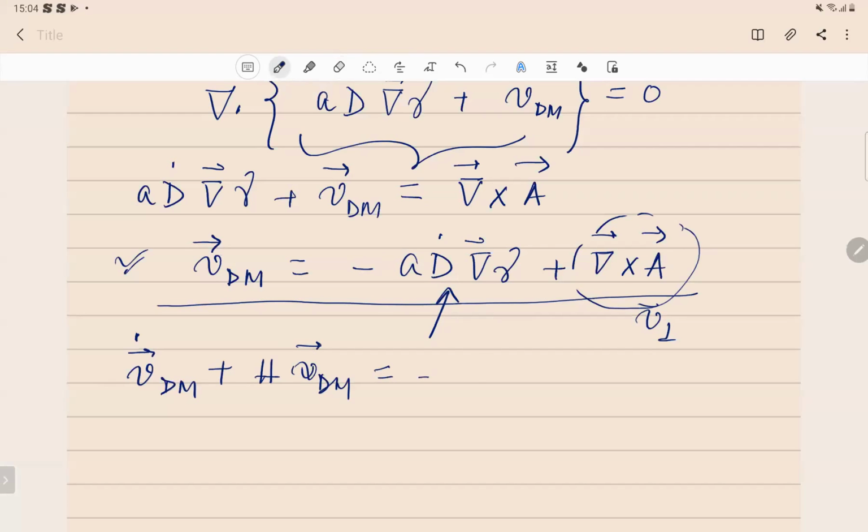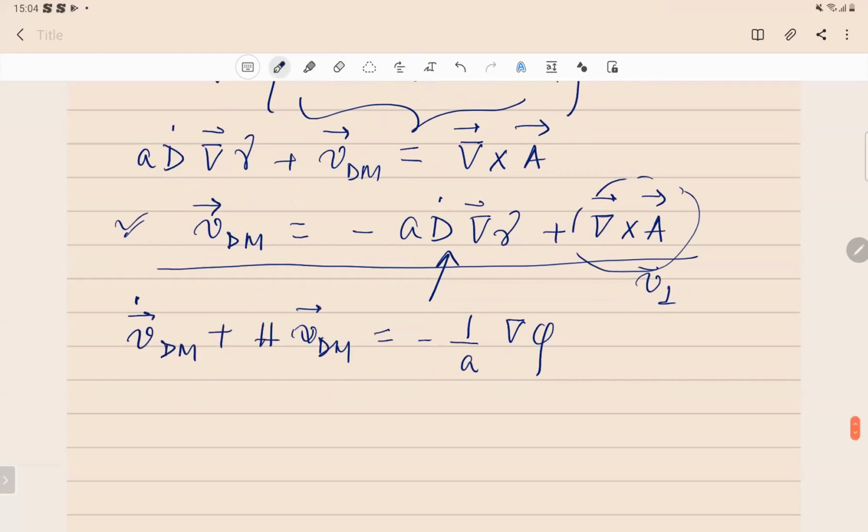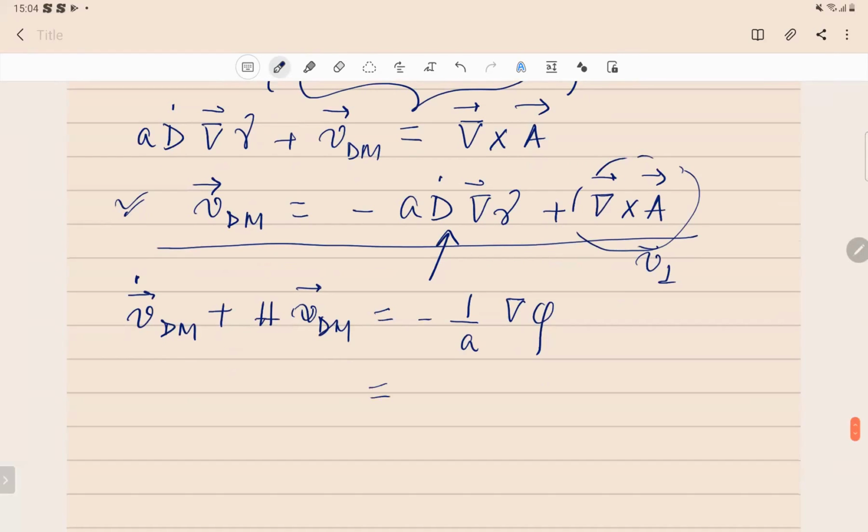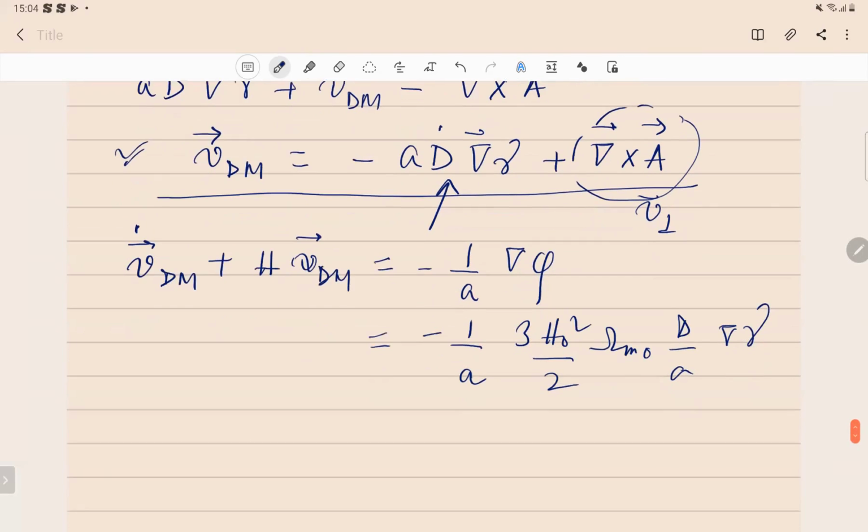Equals minus 1 over a gradient of phi, right? Now this we already know how to write in terms of xi, in terms of gamma. So you have 1 minus 1 over a, 3 H naught squared by 2 omega m0 d by a grad of psi. So this is something which you have just from definition, and then you substitute for v this quantity. So what will you have?